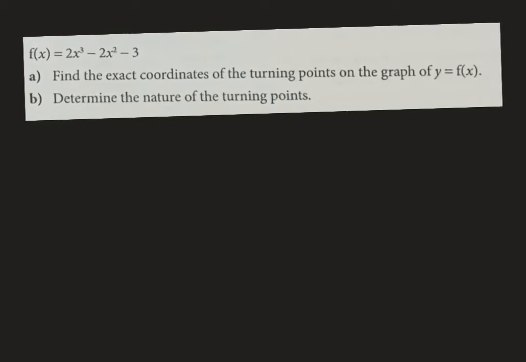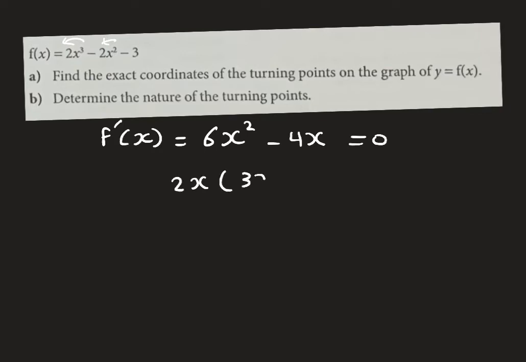To find the coordinates of the turning point, find dy/dx, or f'(x), which will be 3 multiplied by 2, so 6x^2, minus 2 times 2 which is 4, so minus 4x, and equate to 0. Factorize, so take 2x common. Now you have 3x minus 2 equals 0. So 2x equals 0, then x equals 0, or 3x minus 2 equals 0, so x equals 2 over 3.